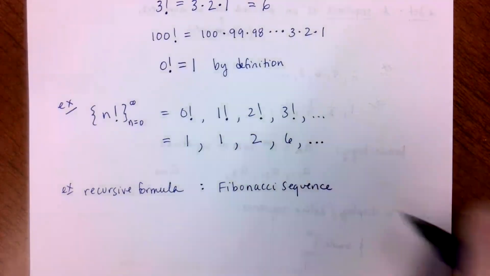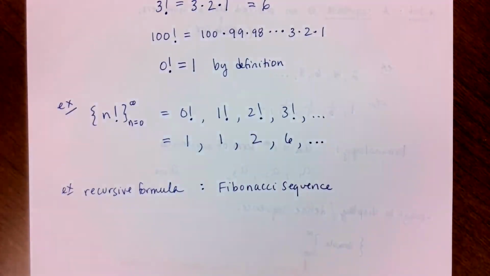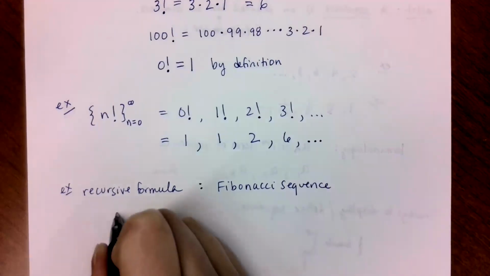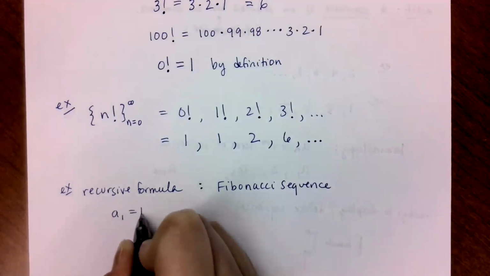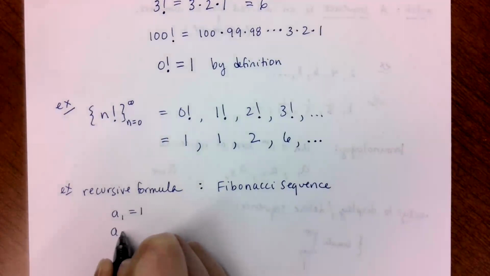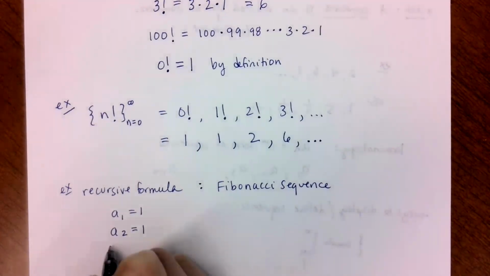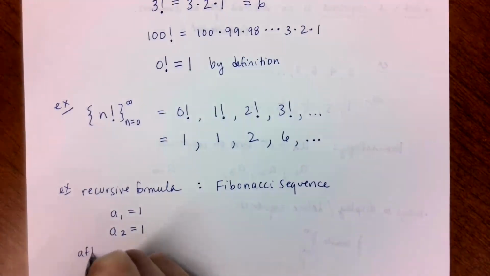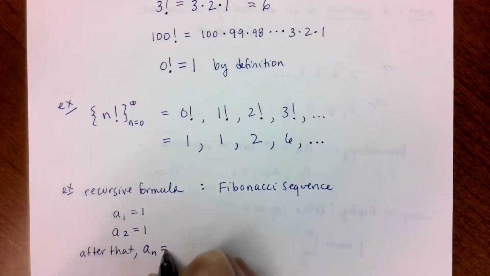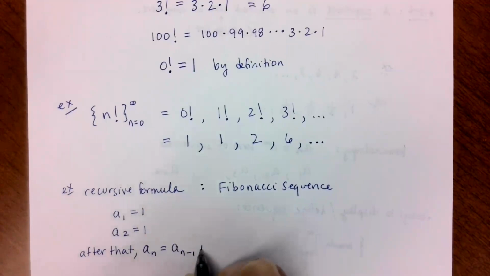This comes up in movies and TV shows a lot. Here's what the Fibonacci sequence is. a_1 equals 1. a_2 also equals 1. And then after that, so for a_3 and forward, a_n equals a_(n-1) plus a_(n-2).